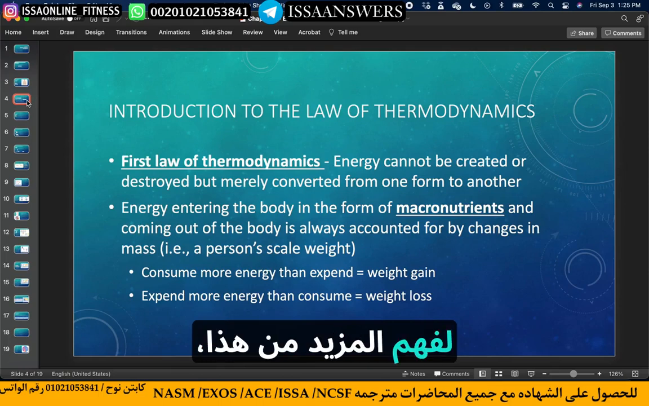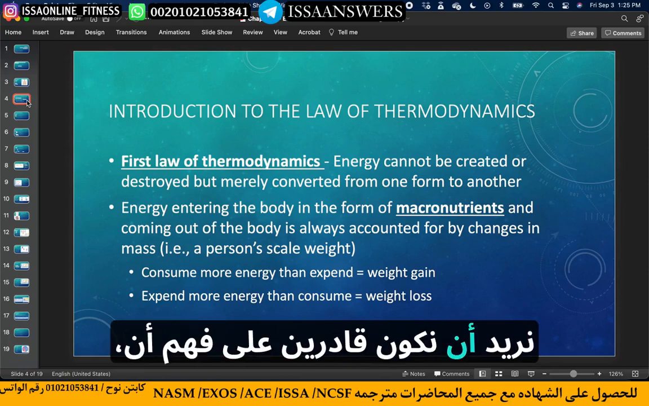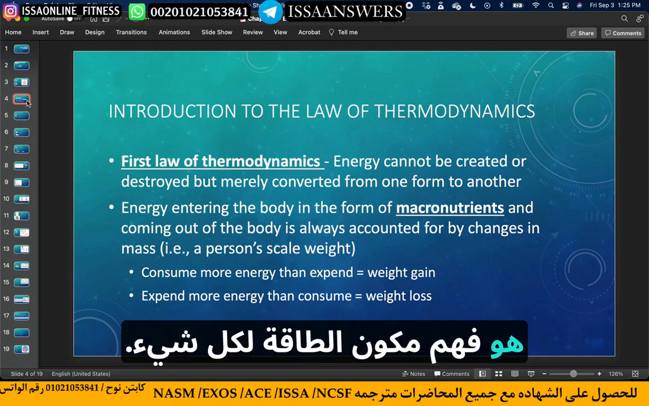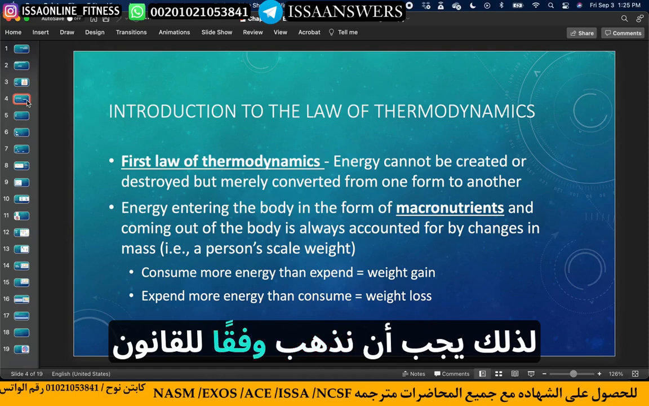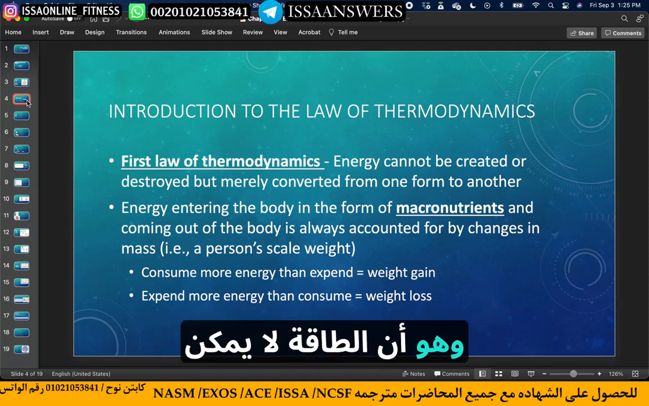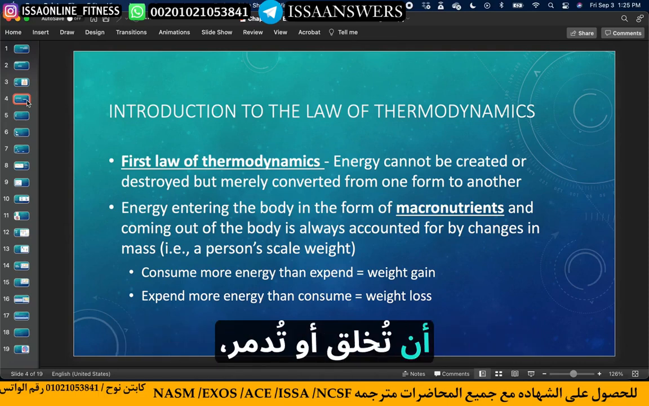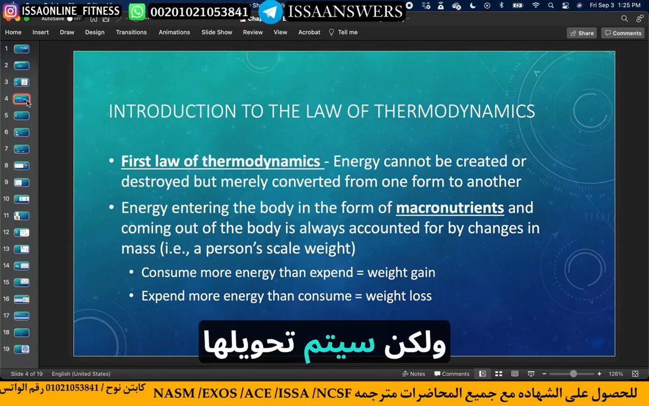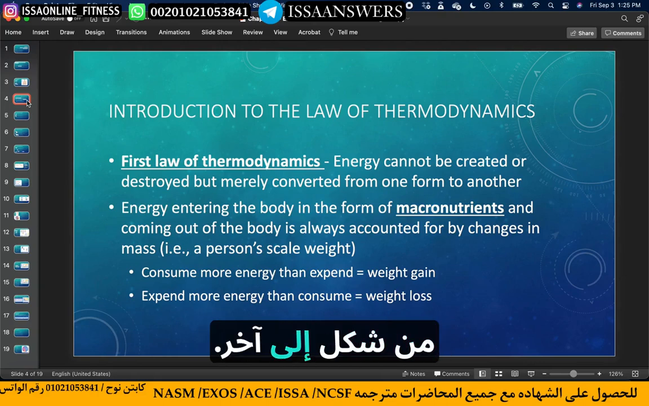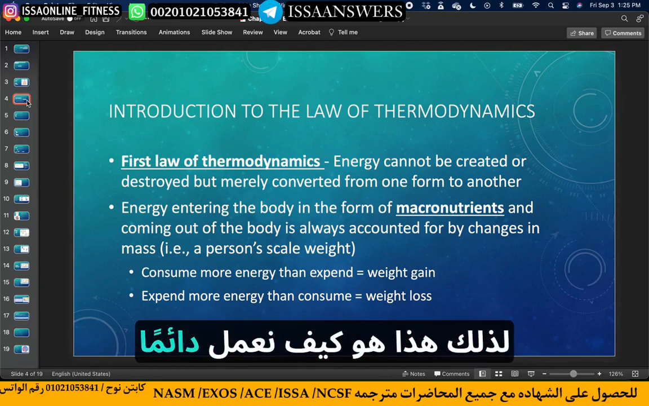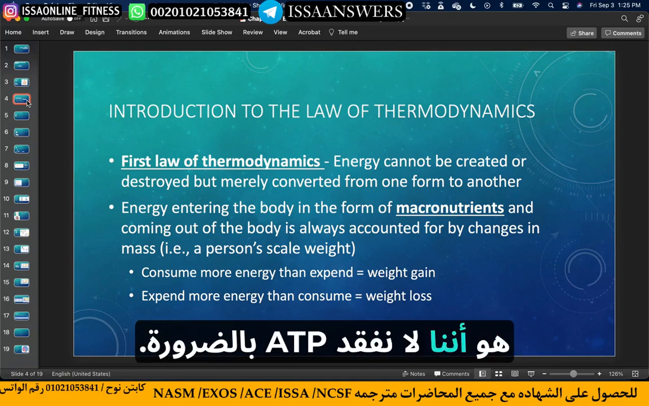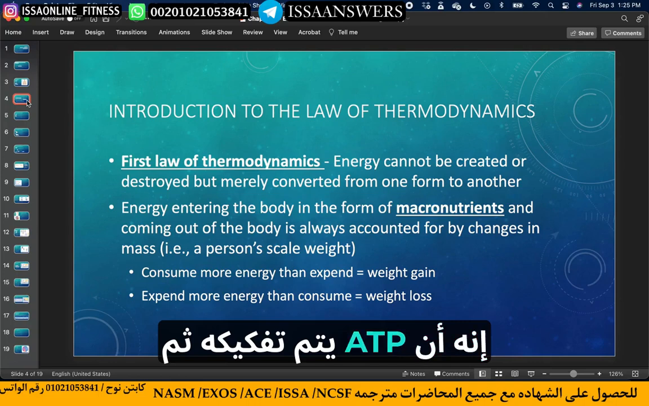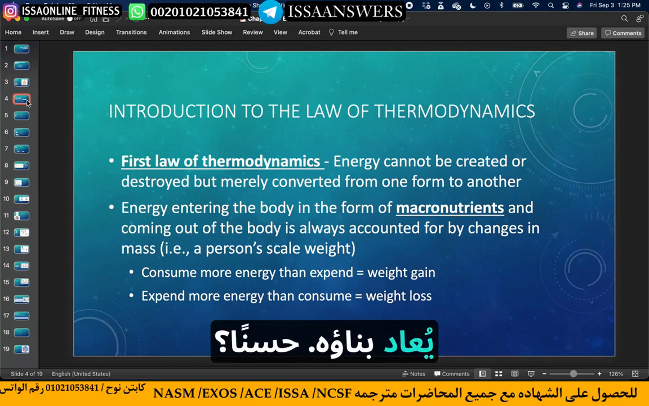So, to get a little bit more of this, we want to understand that with energy, it's understanding the energy component of everything. We have to go by the first law of thermodynamics, in that energy cannot be created or destroyed, but it's going to be converted from one form to another. That is how we always work with ATP in our system: we don't necessarily lose ATP. It's that ATP is broken down and then it is built back up.